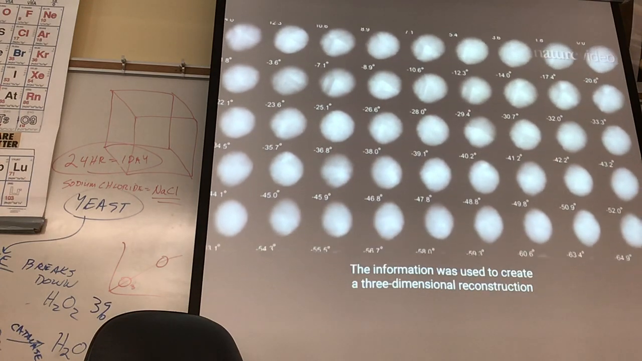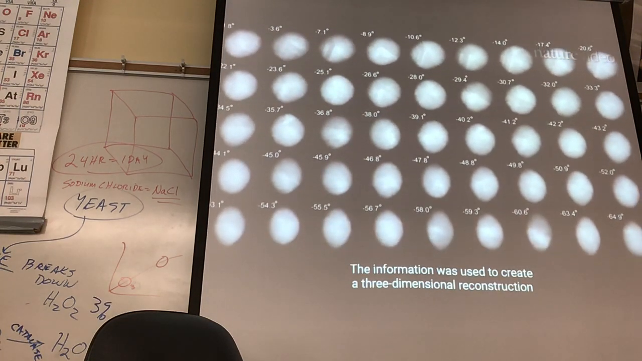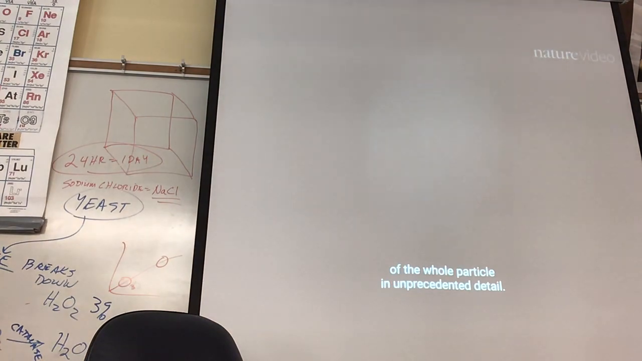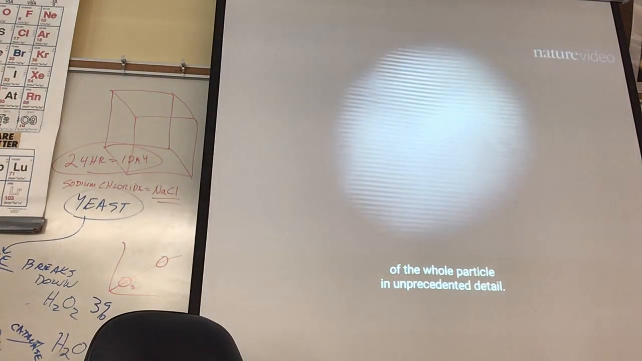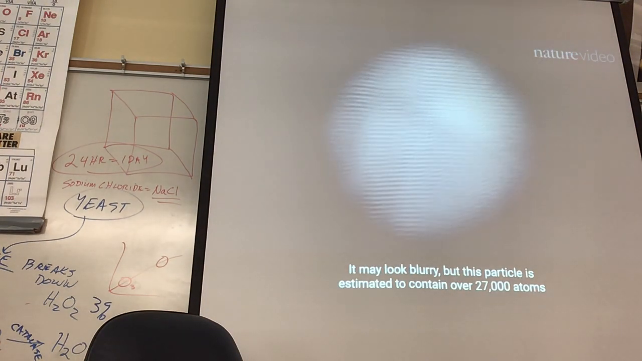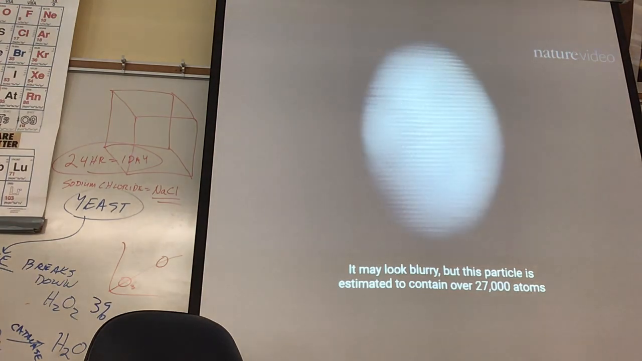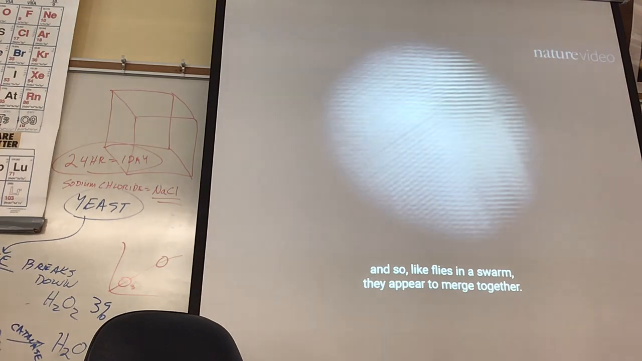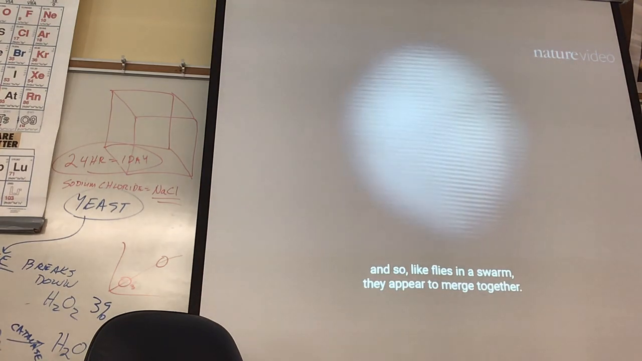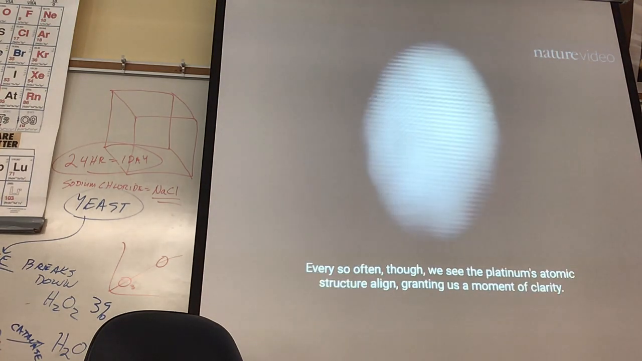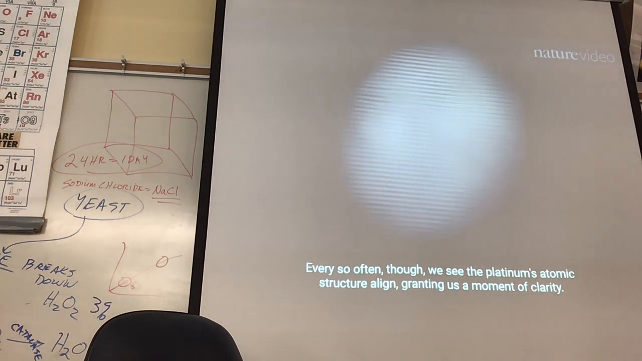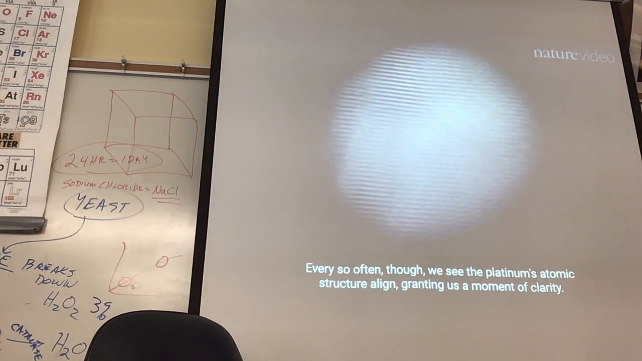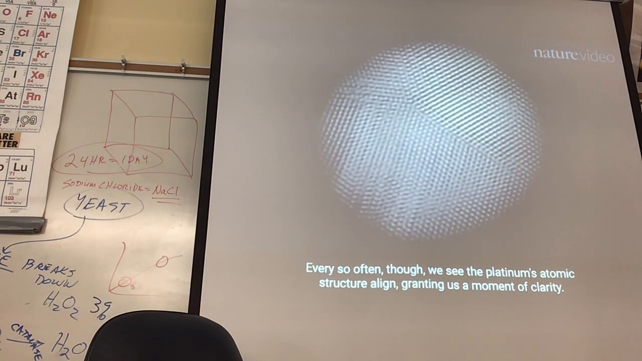The information was used to create a three-dimensional reconstruction of the whole particle in unprecedented detail. It may look blurry, but this particle is estimated to contain over 27,000 atoms. And so, like flies in a swarm, they appear to merge together. Every so often, though, we see the platinum's atomic structure align, granting us a moment of clarity.